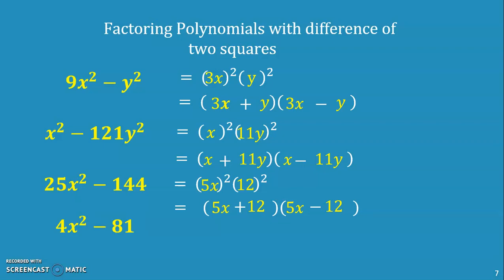Next, 4x squared minus 81. 4x squared is a perfect square because the square root of 4x squared is 2x. 81, square root of 81 is 9. So, first term natin is 2x. Then, second term is 9. So, copy the first and second. Term 2x, then 9. Sum and difference.